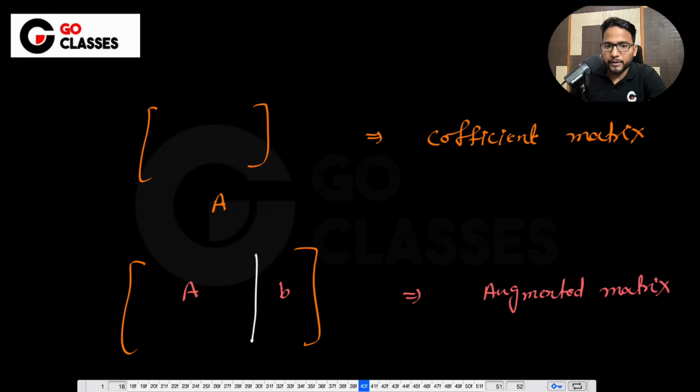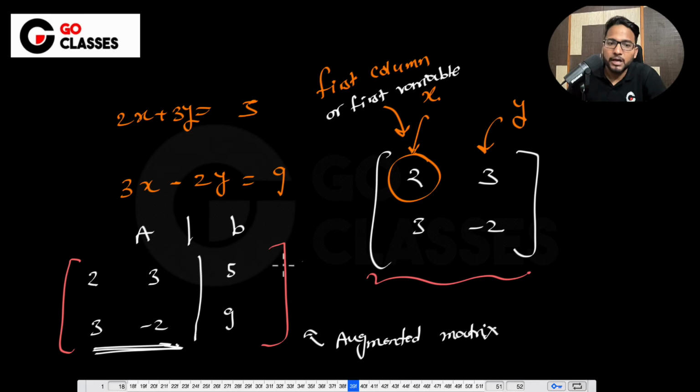Now in the augmented matrix, if they ask you for the basic variable or the pivot variable or the basic column or the pivot column, then in that case you do not consider this column. This column does not belong to any variable. Just see here: this belongs to X, this belongs to Y, but this does not belong to anything, right?